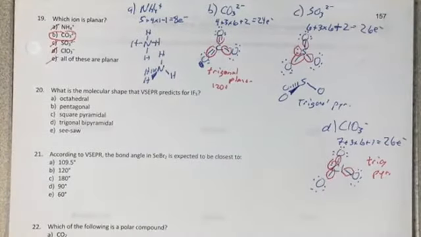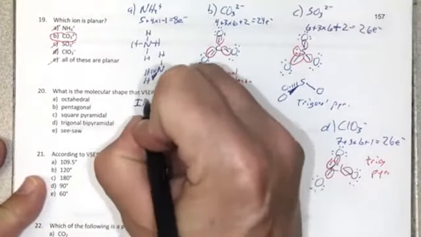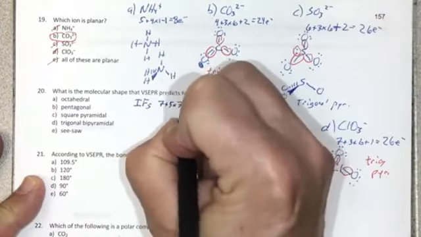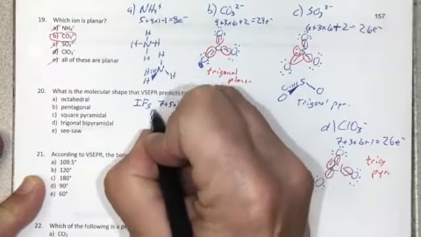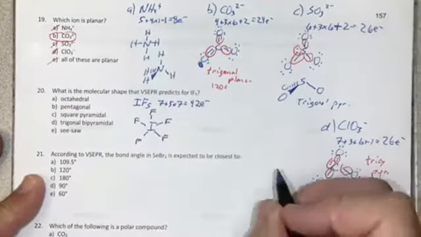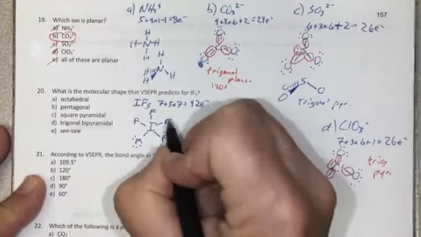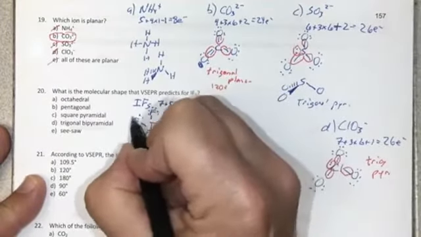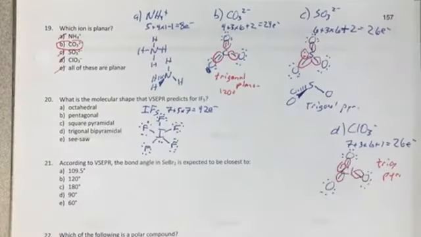Question number 20. What is the molecular shape that VSEPR predicts for IF5? So we're going to draw the Lewis structure. Iodine has 7 valence electrons. Each fluorine has 7. So 35 and 7 is 42 electrons. Let's distribute those electrons. 2, 4, 6, 8, 10 electrons. Complete the outer octets first. 12, 14, 16, and so on up to 40 electrons, and put the leftovers on the central atom, 42 electrons.